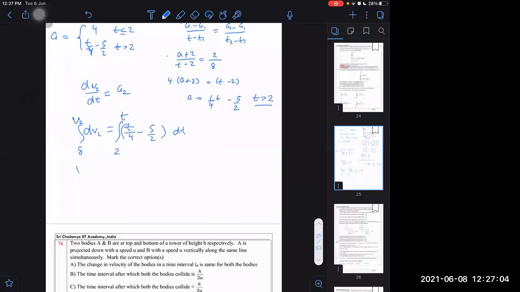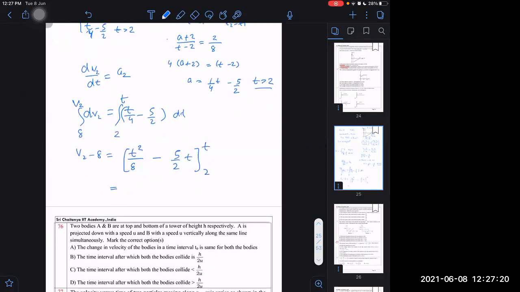Okay. v2 minus 8 is equal to t square by 8 minus 5 by 2 into t, limits 2 to t, that we are getting as t square by 8 minus 5 by 2 into t, minus 4 by 8, which is 1 by 2, minus 5 by 2 into 2, that is 5. This is equal to v2 minus 8.